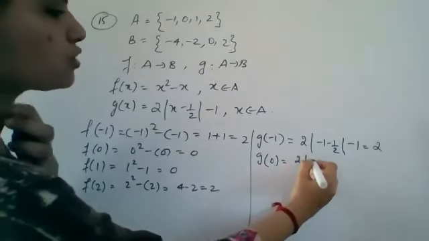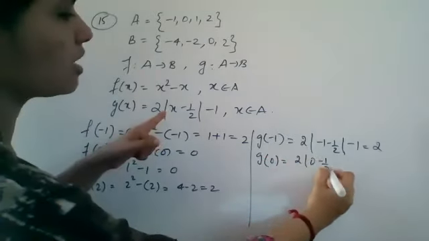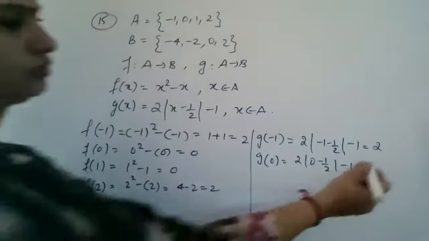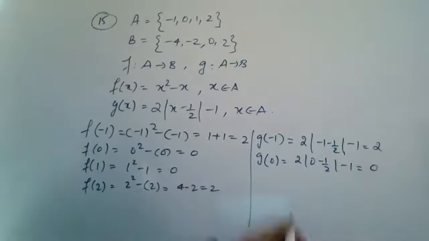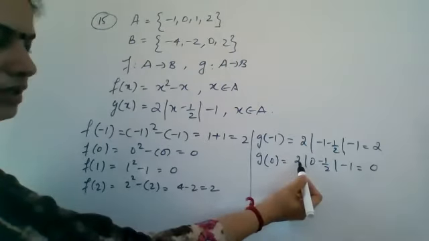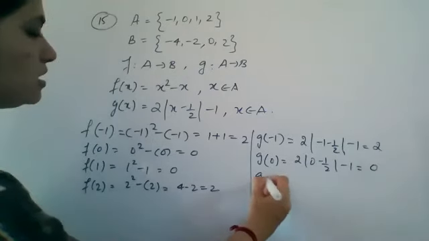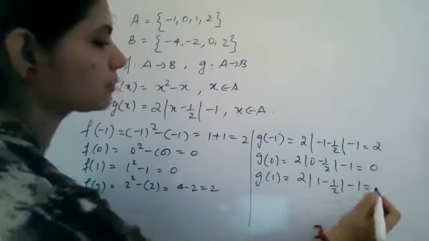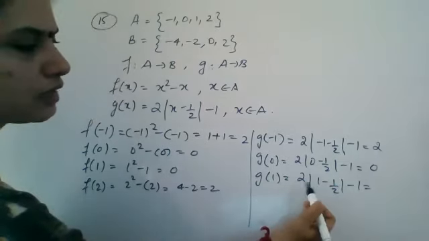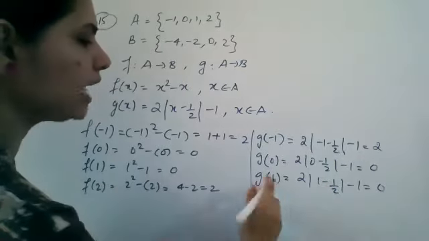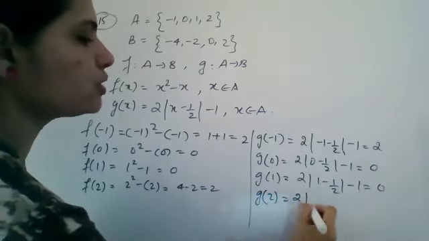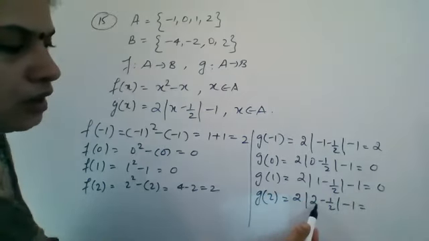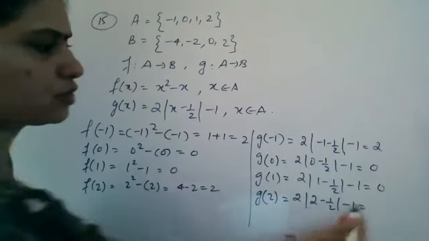Now g of 0 is 2 into mod of 0 minus half, minus 1, which is 0. Then g of 1, check 2 into mod of 1 minus half, minus 1. The half cancels, 1 minus 1, again 0. And g of the last one, 2: 2 into mod of 2 minus half, minus 1. This will give you 2.